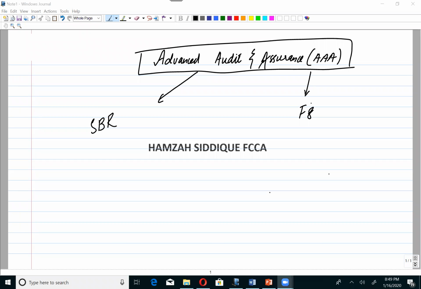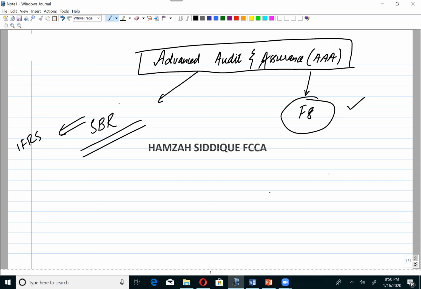Students, this SBR knowledge and FR knowledge is required over here. I know you may have forgotten what you studied in FR a couple of years back, so you need not worry about it. Of course, I'll be revising all the major things again. SBR, which is basically IFRS knowledge, used to be called P2 before. You need to start revising these accounting standards again.